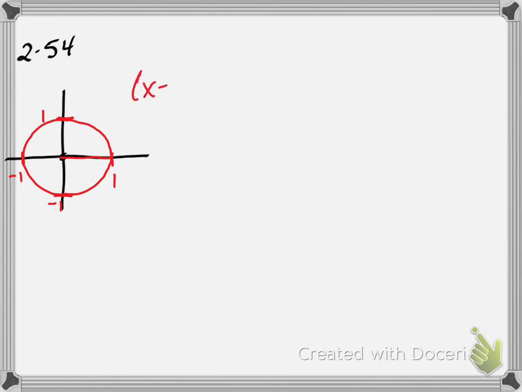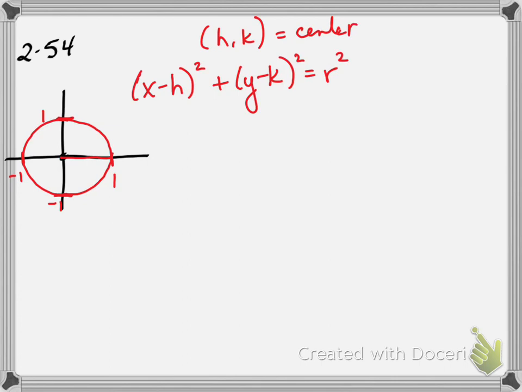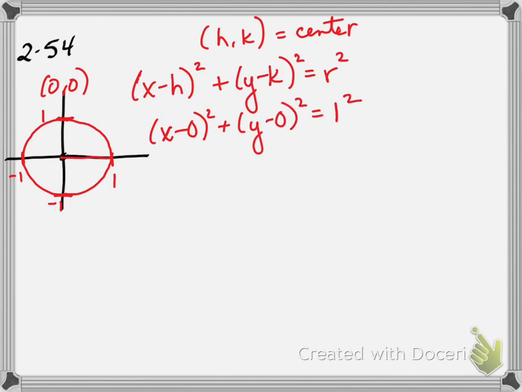Maybe you remember the formula for a circle, and maybe you don't. It is this, where h comma k is the center, and r is the radius. So our center is at 0, 0. So we're going to plug 0, 0 in. Our radius is 1, so we'll plug that in. X minus 0 is x, and x squared is x squared. Y minus 0 is y, and y squared is y squared, and 1 squared is 1.